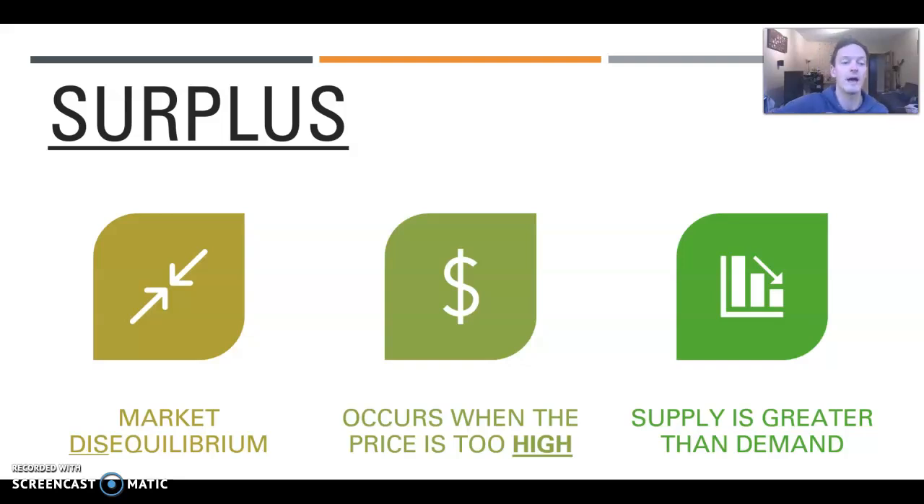So here we also have market disequilibrium, where demand is not equaling supply at that particular price. This occurs when the price is too high, where the price is set above the equilibrium price. And here, quantity supplied is greater than quantity demanded. Quantity supplied is greater than quantity demanded. There's too much in the market at that price.